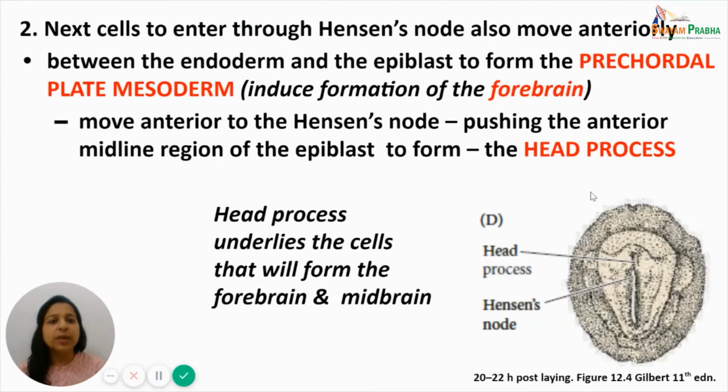The next cells to enter through Hensen's node also move anteriorly toward the embryo. They come to lie between the endoderm and the epiblast to form the precordal plate mesoderm. And this precordal plate mesoderm induces the formation of the foregut.